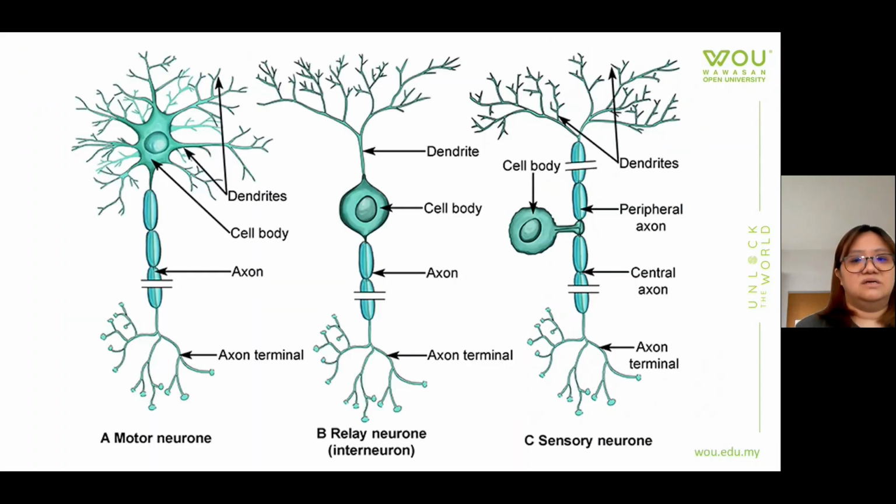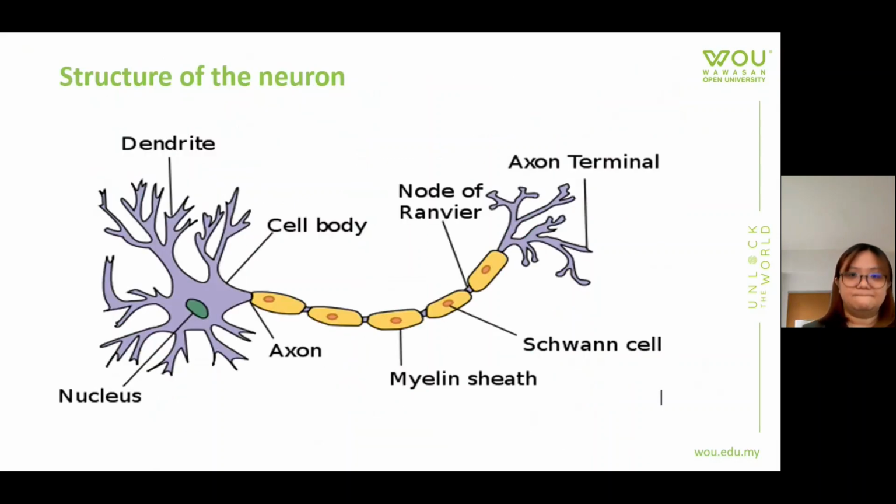So in conclusion, this is a comparison between the motor, relay, and sensory neurons, how they look like. This is overall the structure of a neuron in general. When you search Google and type out neurons, this is how it generally looks like.